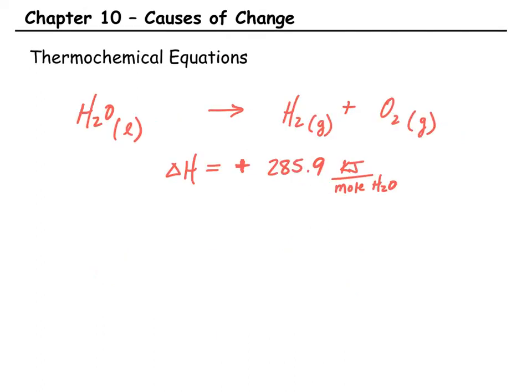Let's take a look at another reaction. Here's a reaction for the decomposition of water. We have liquid water decomposed into hydrogen gas and oxygen gas. And they tell us that the delta H, change in enthalpy, is a positive 285.9 kilojoules per mole of H2O. Now, this reaction has a positive delta H, which means that we have to put energy into it to make this reaction happen.